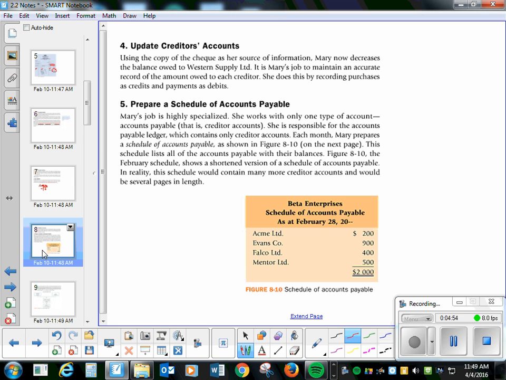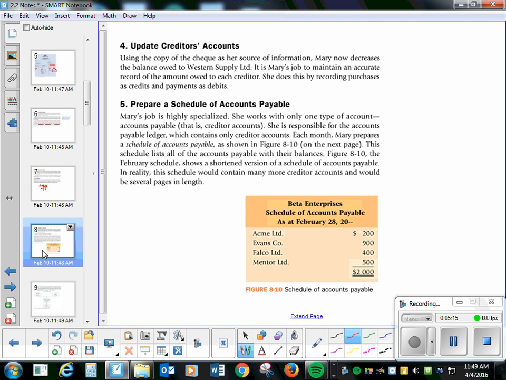The fourth thing that she's going to do is update the creditor's accounts. Using a copy of this check as her source of information, Mary now decreases the balance owed to Western Supply Limited. It's Mary's job to maintain an accurate record of the amount owed to each of the creditors. She does this by recording purchases as credits and payments as debits.